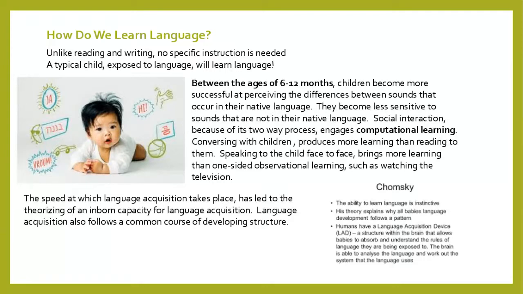And language acquisition follows a common course. Children of a similar age have a similar level of language. As we get older, our languages become more complex because we develop as people, we read more, we have more social interaction, so our languages become quite different. But children within a certain age have quite similar languages because they don't have those life experiences yet to build their language.